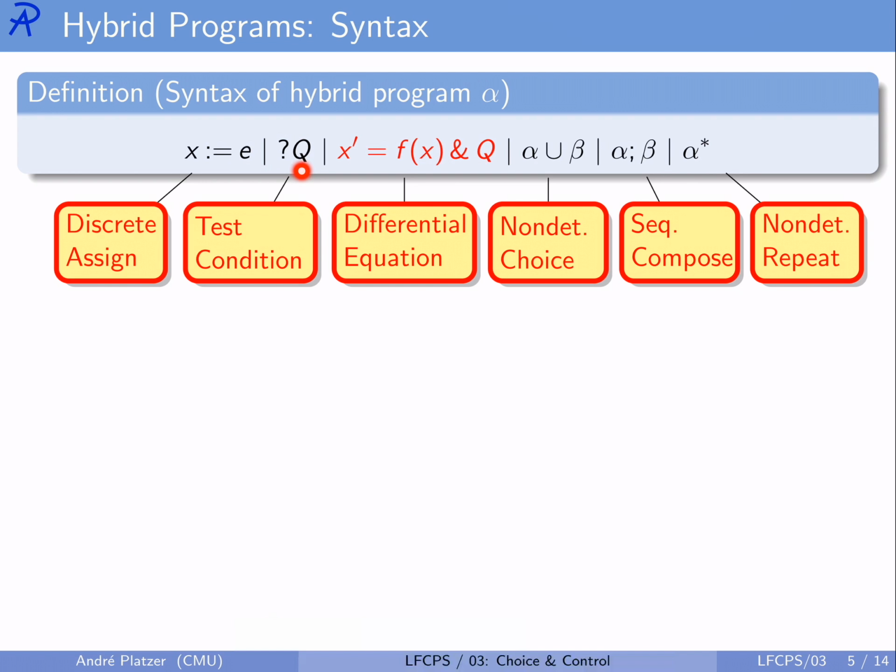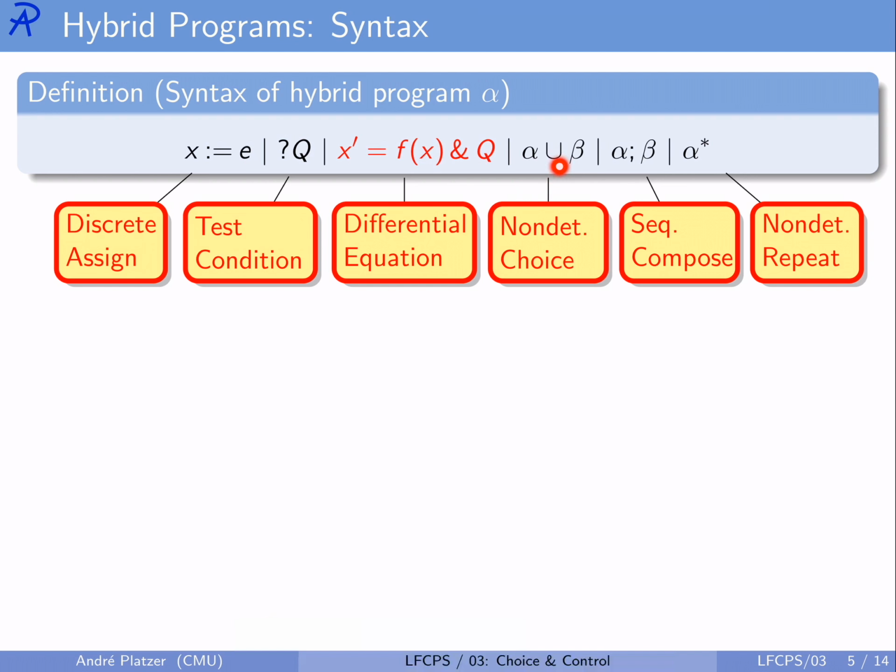This test statement is the primitive for imposing conditions on the state. So for a logical formula Q, testing Q will check whether the formula Q is really true at the current state. And remember, we will discard runs if that should not be true. The differential equation with the evolution domain constraint Q, again a logical formula, is the primitive for continuous dynamics, exactly identical to what we've seen in the previous chapter. We follow this differential equation within the evolution domain constraint Q for a certain period of time.